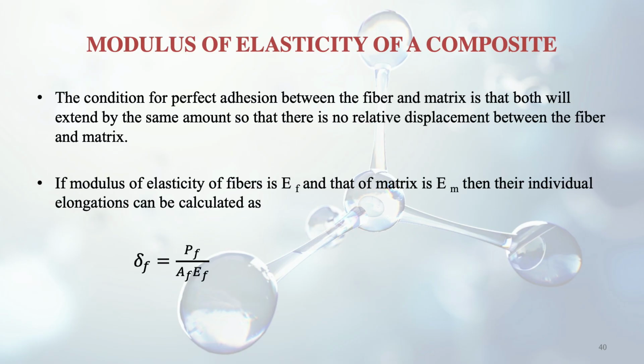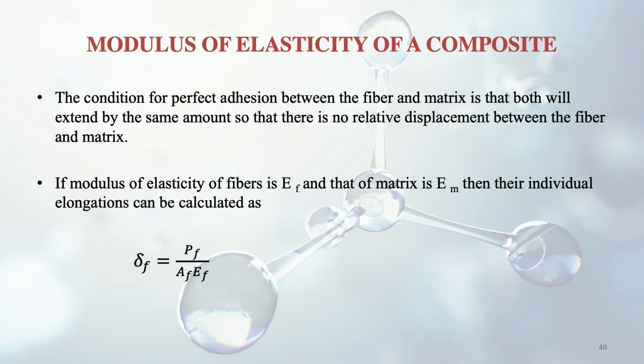Delta F, the individual elongation for the fiber, is given as PF divided by AF into EF. This formula comes from the Young's modulus formula itself. You have learnt earlier that E is equal to P by A divided by delta L by L. Since L is 1 here, delta L is given as delta F, and P by A you are seeing here as PF by AF. Similarly for the matrix, PM by AM. So delta M is equal to PM by AM EM. This formula comes from the elasticity property.